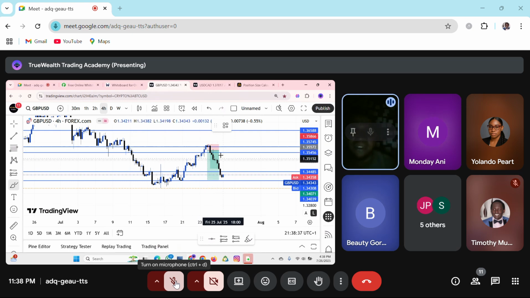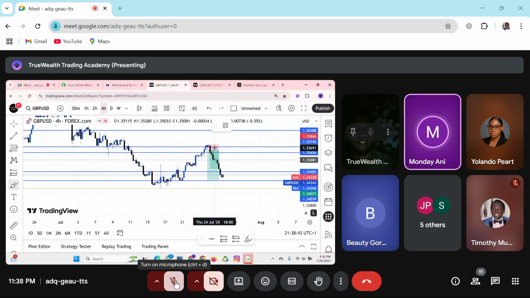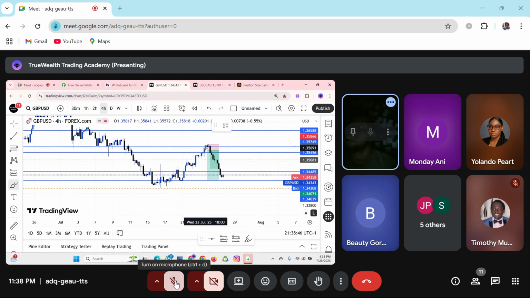You see all these key levels? I got them from the daily and the weekly. Are you seeing it? The most powerful key levels happen on the weekly and the daily levels. Does it make sense?